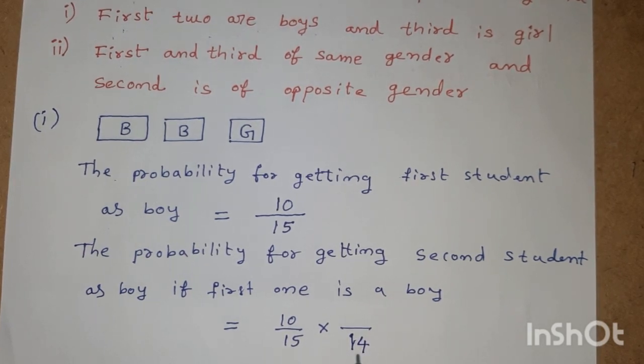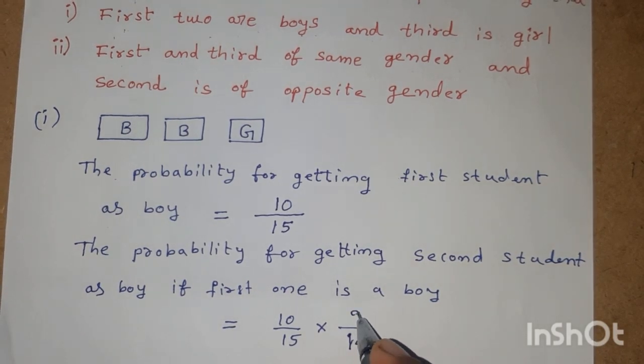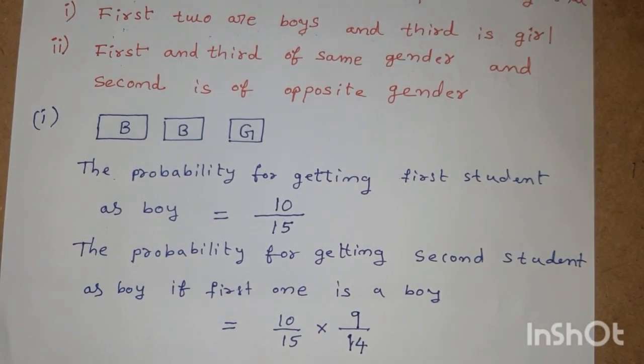Now, among these 14 students, we have to select a boy. One boy is already selected among the 10 boys. Therefore, there are only 9 possible ways. This is the probability for getting the first 2 as boys.